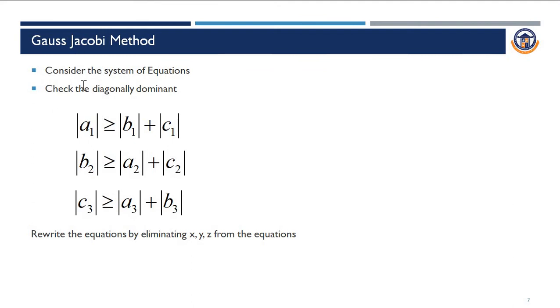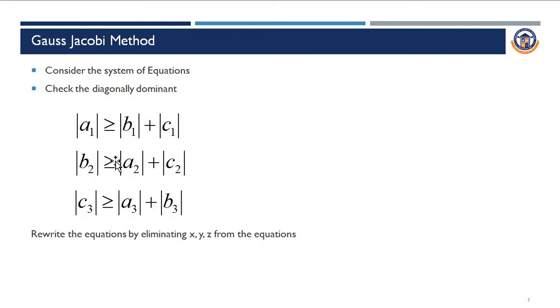Now I am going to give the rules you have to follow for Gauss-Jacobi. The first thing you have to check is whether the system is diagonally dominant. You can say the system is diagonally dominant if in the first equation the coefficient of x is greater than or equal to the sum of the coefficients of y and z, then in the second equation the coefficient of y is greater than or equal to the sum of the coefficients of x and z. Then in the third equation the coefficient of z is greater than or equal to the sum of the coefficients of x and y. If this happens, then we can say the system is diagonally dominant.